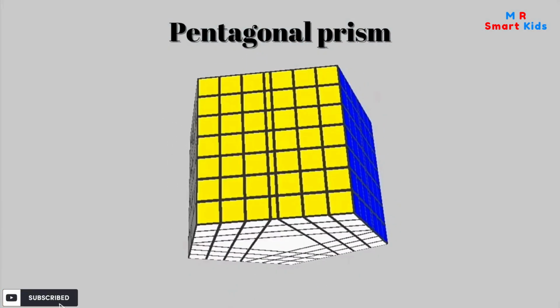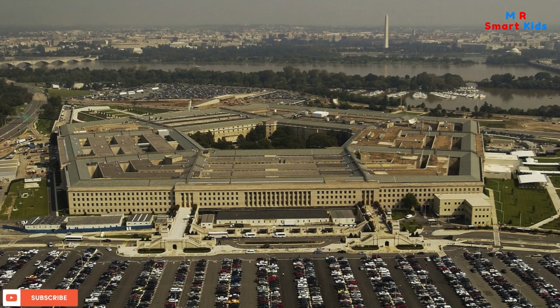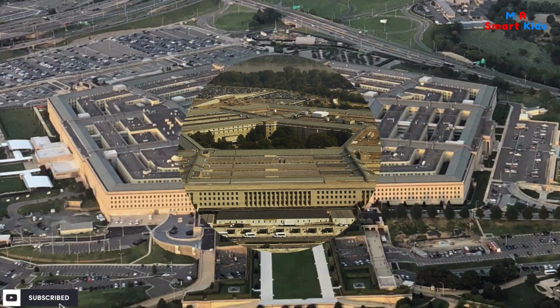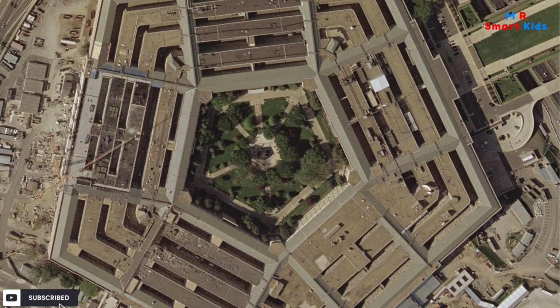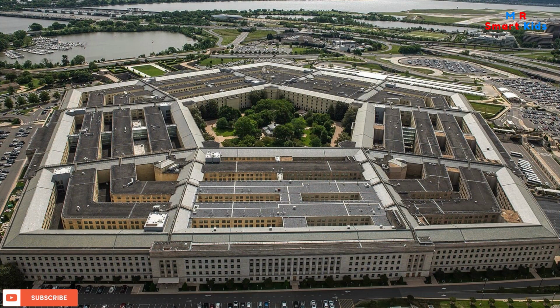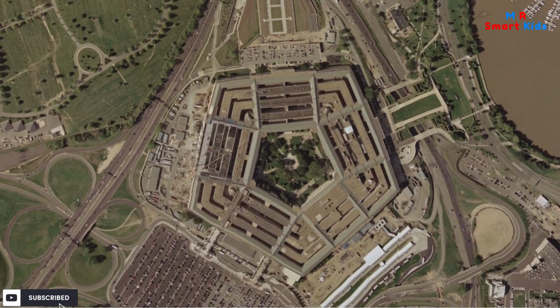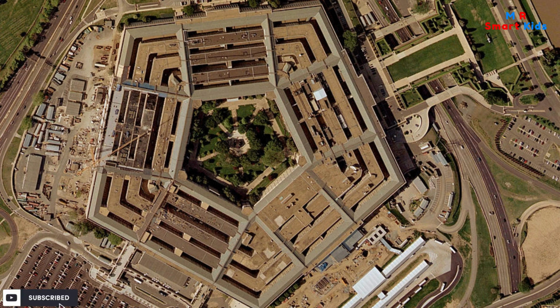Pentagonal prism. A pentagonal prism is a 3D shape with 2 pentagonal bases, top and bottom, and 5 rectangular faces connecting them. It has 7 faces, 15 edges, and 10 corners. It looks like a stretched pentagon.